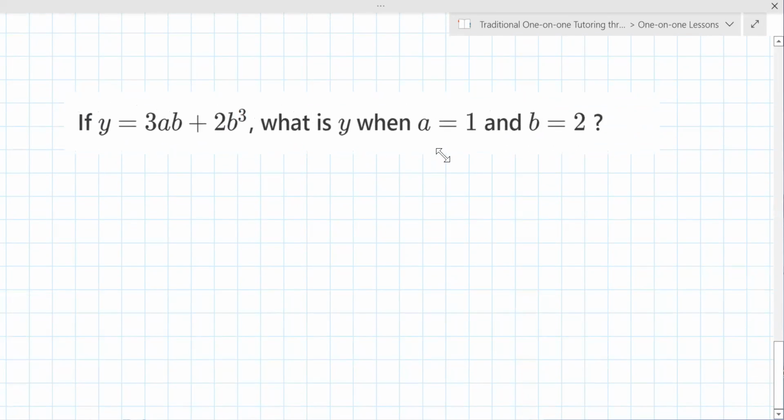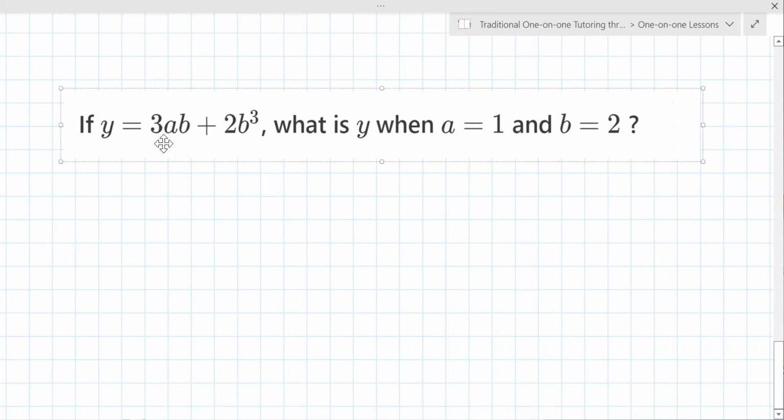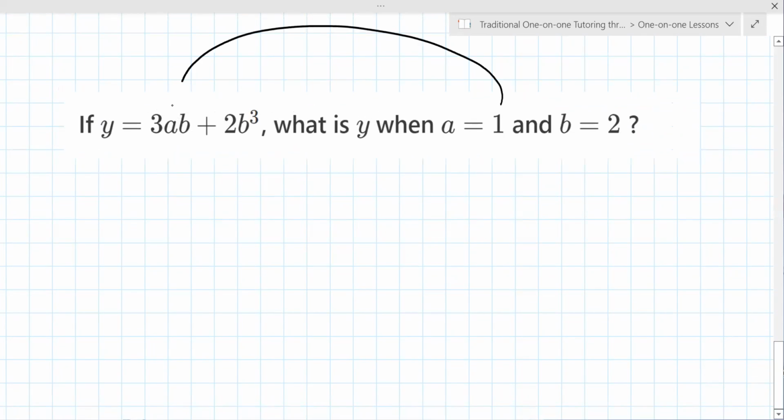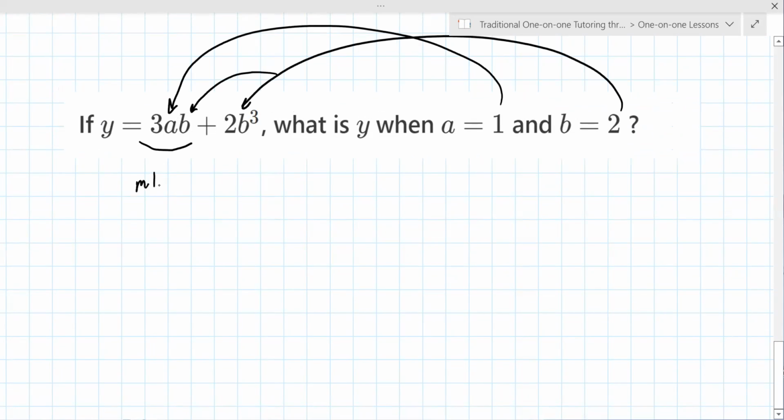So here's a new question. It says, if y equals 3ab plus 2b to the power of 3, what is y when a equals 1 and b equals 2? So this problem is asking you to take the values of a and substitute them back in for a, and the same thing for b, but you have to do that in two places, there and there. Now, whenever the letters are squeezed together like this, you're multiplying. So it's 3 times 1 times 2 plus 2 times 2 to the power of 3.